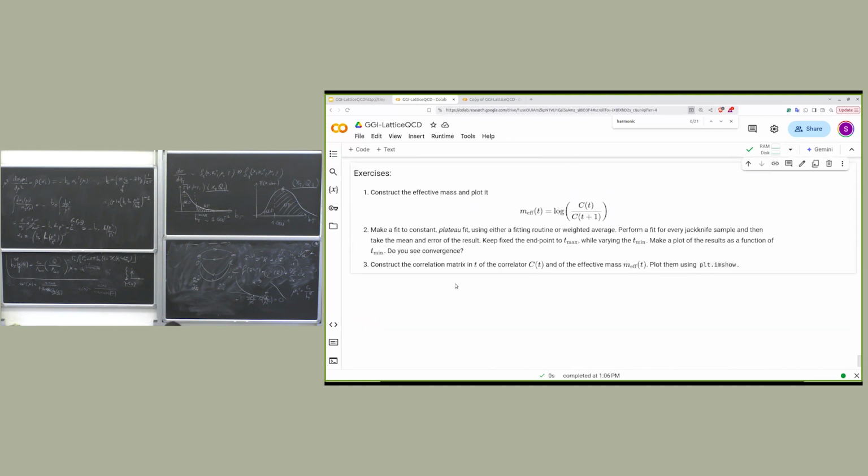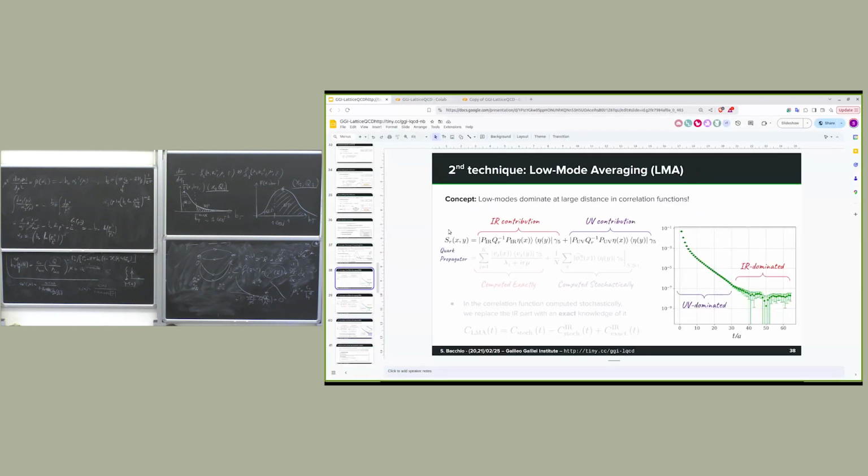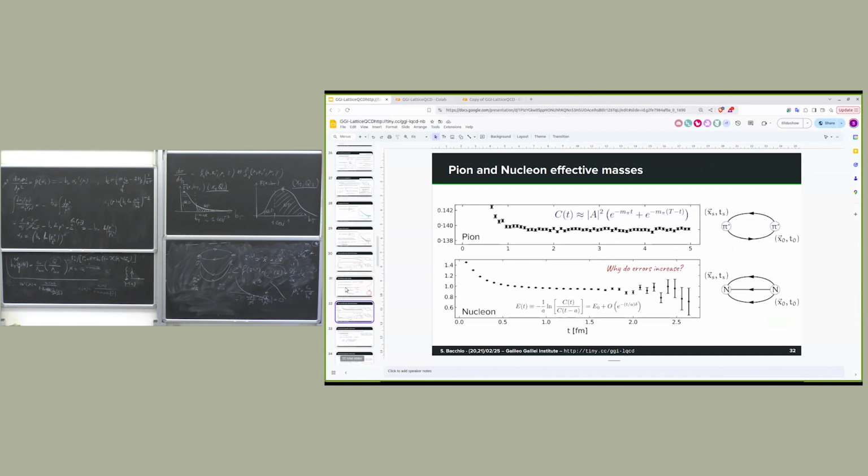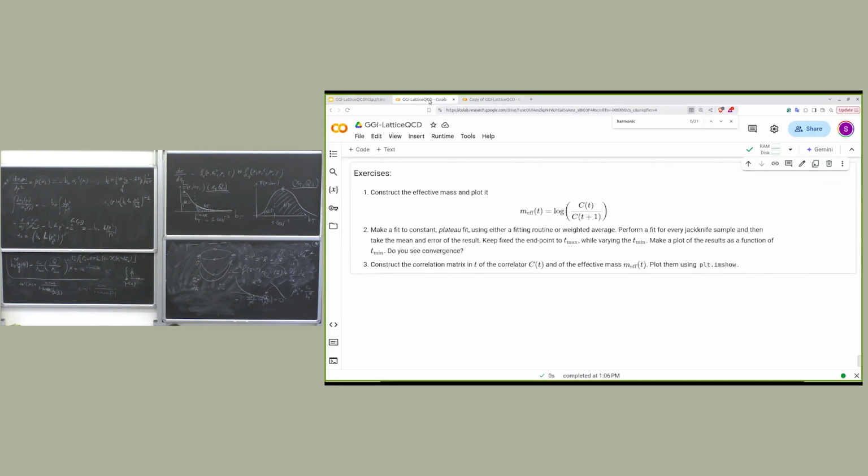Perfect. Here are a few exercises for you. You want to construct the effective mass and plot it. You want to make a plateau fit of the resulting effective mass. After you do the effective mass, you should get a plot like this one here, right? And you want to fit it to a constant to get the energy. And then something else that is quite nice if you have time, but anyway, you're not going to have it, is to do the correlation matrix. But I will give you the solution because that's also quite interesting. The correlation matrix of T and the effective mass.